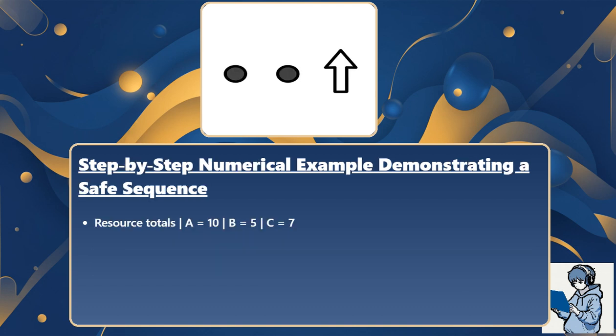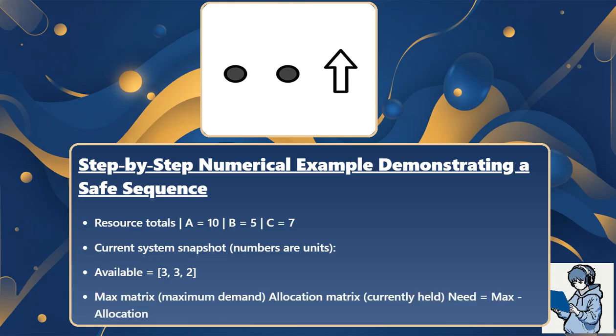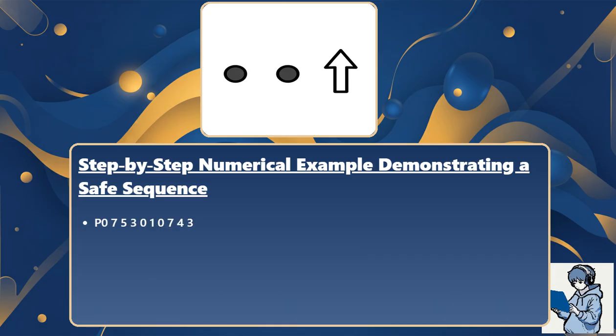Resource totals: A equals 10, B equals 5, C equals 7. Current system snapshot, numbers are units. Available equals 3, 3, 2. Max matrix is the maximum demand. Allocation matrix is what is currently held. Need equals max minus allocation. Process 0: maximum demand 7, 5, 3. Allocation 0, 1, 0. Need 7, 4, 3.